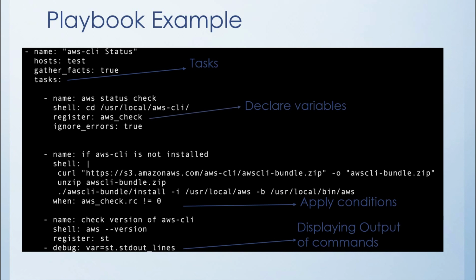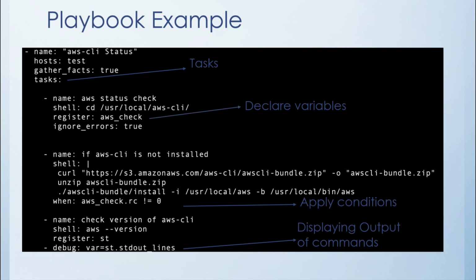This is a little advanced level of playbook in which we have used variables, we have used conditions, and we have used a variable to display the output of the code. So let's start with the first. We have defined the name of the playbook, hosts, and I'm starting the first task. What I'm doing is I'm going to this path, and then I'm registering a variable aws_check, and I have used the module ignore_errors: yes. It means if there is an error, you have to ignore that error.